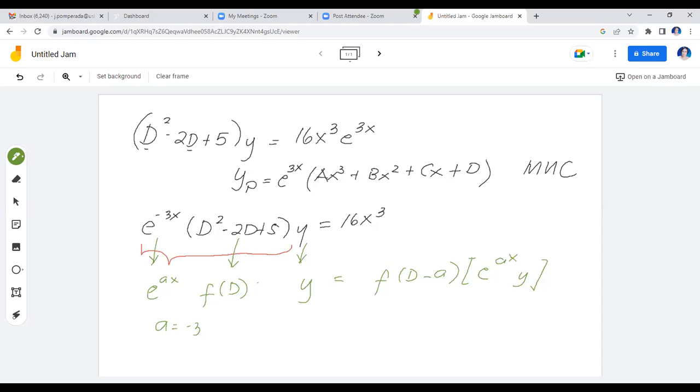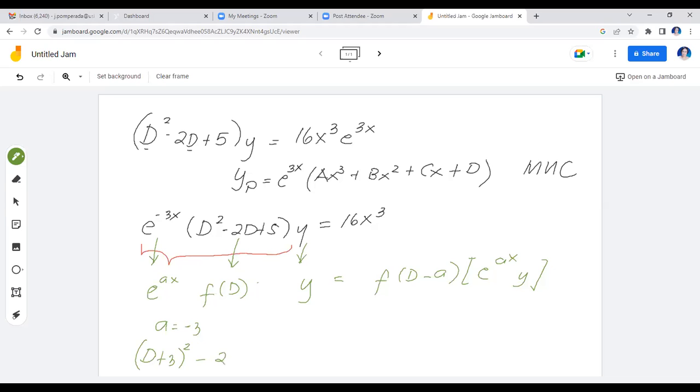Now, to illustrate what I mean is this. So I will now change this left side based on this formula. So the treatment would be this. So this d here would be d minus a, f of d minus a. Only the d's will be shifted by subtracting from it the a. The a is negative 3, as I have mentioned a while ago. So d minus minus 3 is d plus 3. Now, since this d is squared, you also square it here.